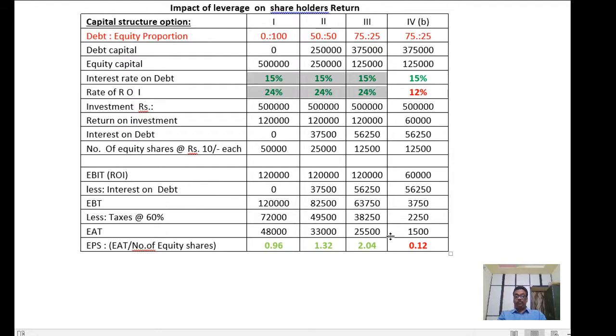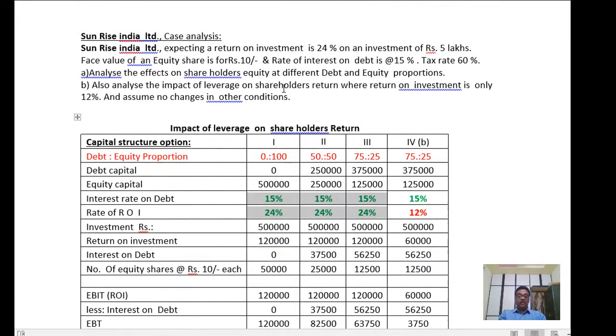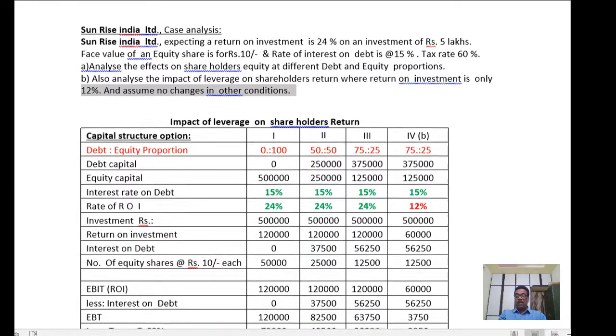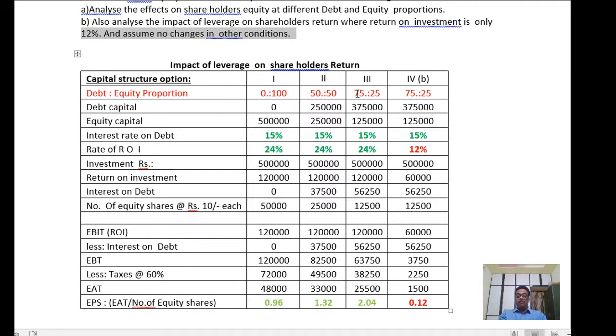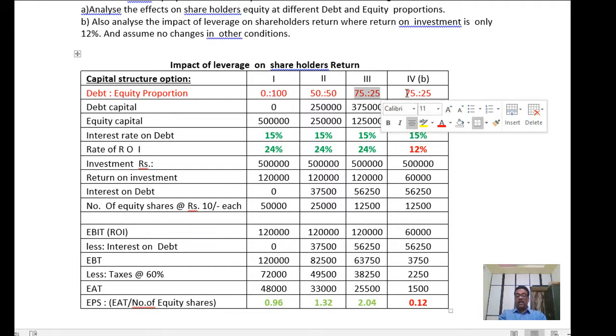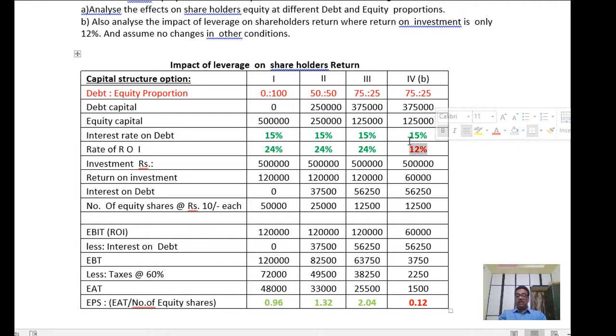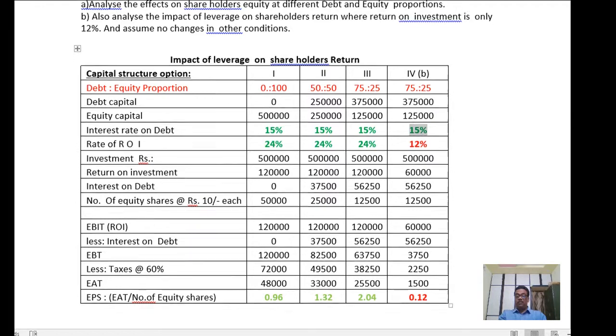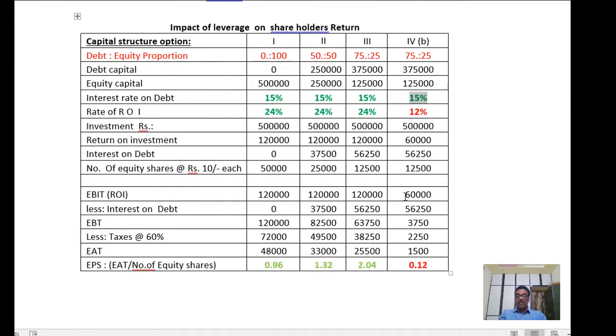But in the case of the second option under question, we study the impact of leverage on shareholders' return where return on investment is only 12%, assuming all other conditions are unchanged. So accordingly, the same third option, 75% debt, 25% equity, is taken, but the return on investment is assumed as 12%, while debt interest is 15%. In such a case, the return would be 60,000 instead of 1 lakh 20,000, and the interest payment is one and the same.